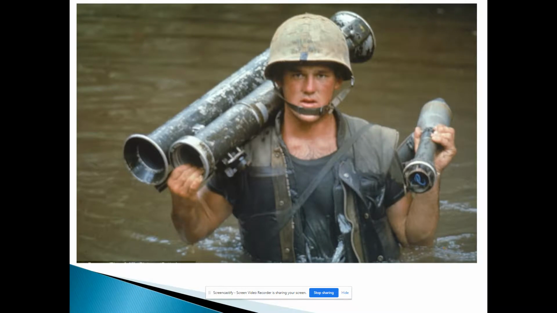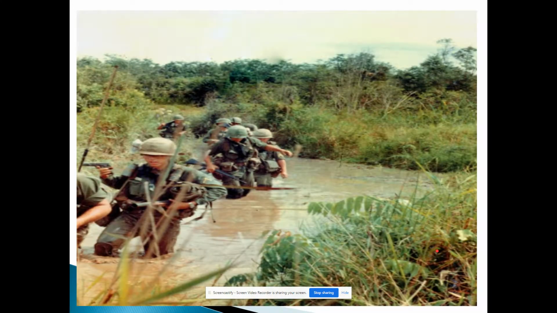Here's one soldier in Vietnam with a bazooka. Look at him. He looks like a kid. He's probably an 18, 19-year-old kid fighting in Vietnam. Real pictures. I wanted you to see some real pictures, what it looked like. This is actually the last slide.